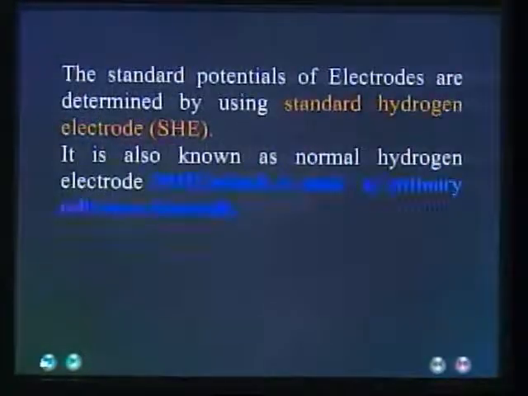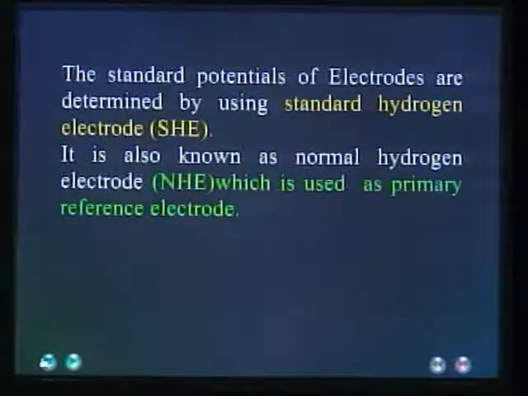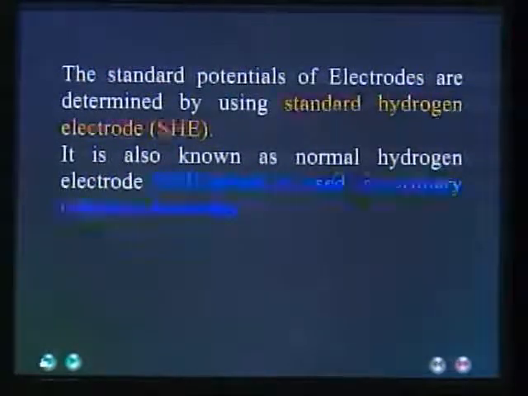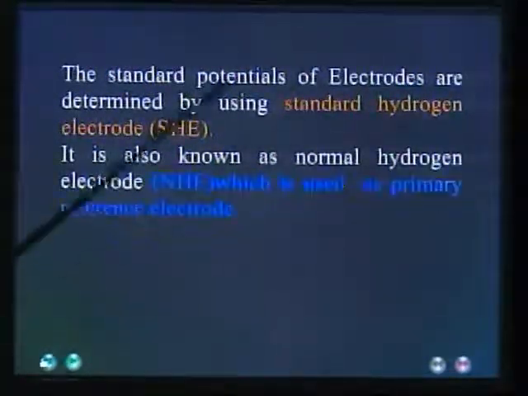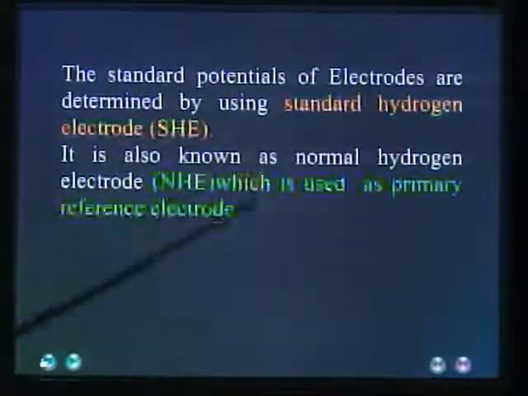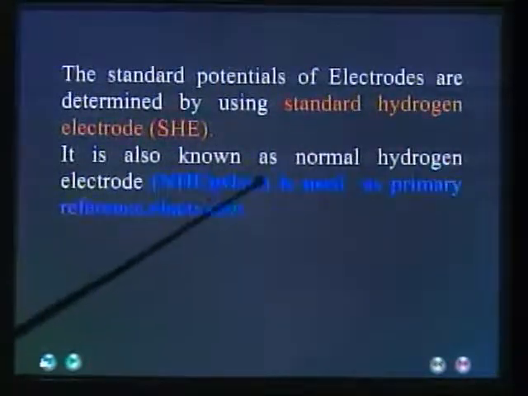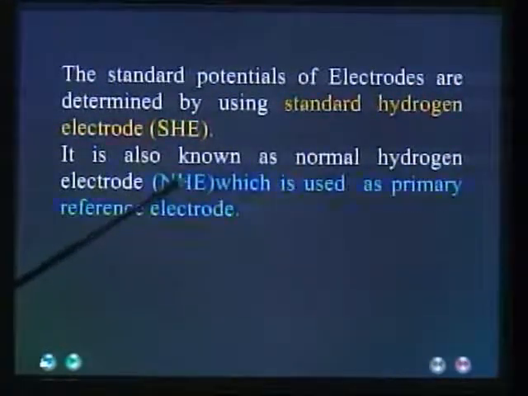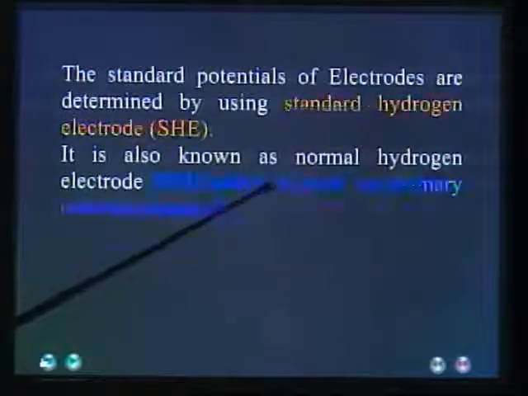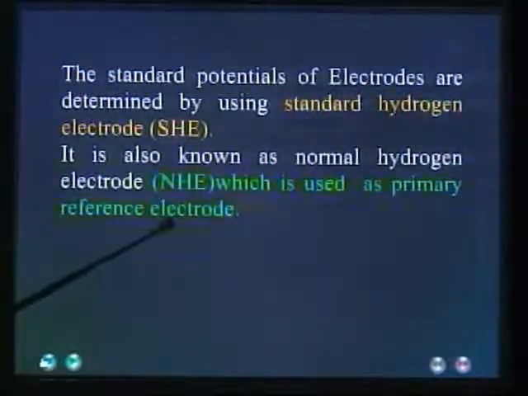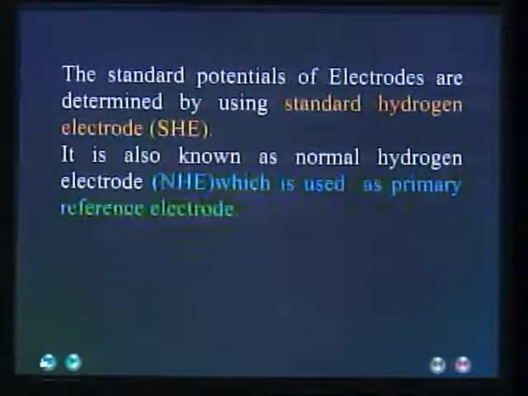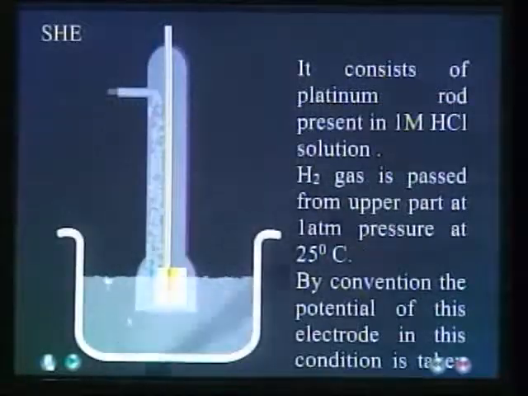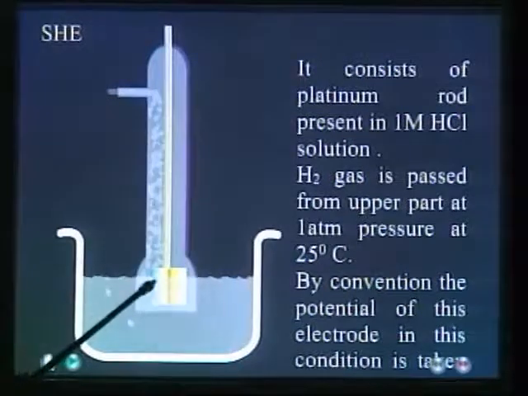The standard potentials of electrodes are determined by using standard hydrogen electrode, the abbreviation of which is SHE. The standard hydrogen electrode is also known as the normal hydrogen electrode, abbreviation of which is NHE. This electrode is taken as a reference one to measure the standard electrode potentials by taking the electrodes in standard condition. The construction of the standard hydrogen electrode can be shown as here.